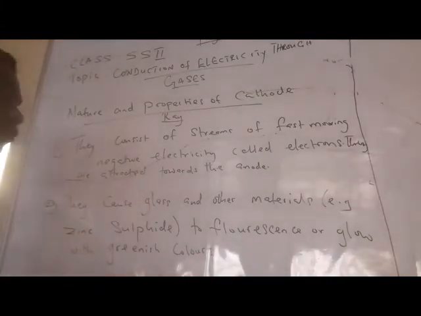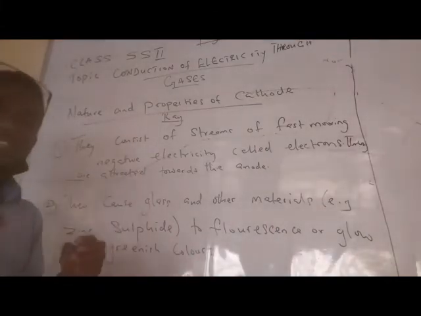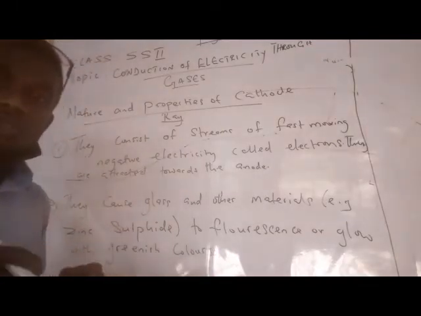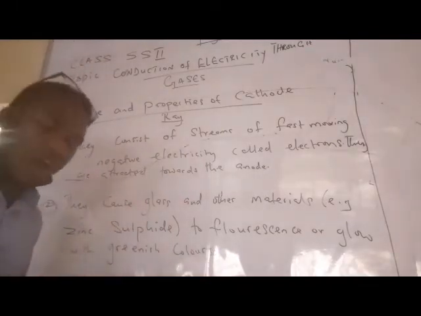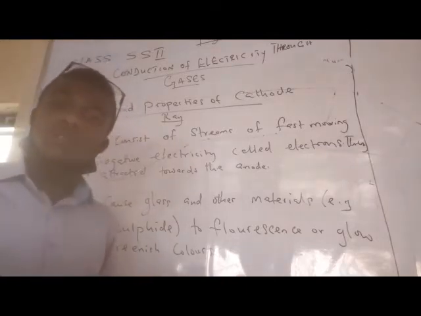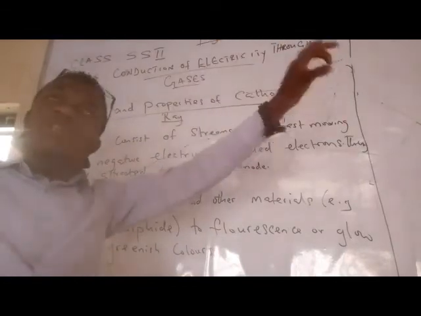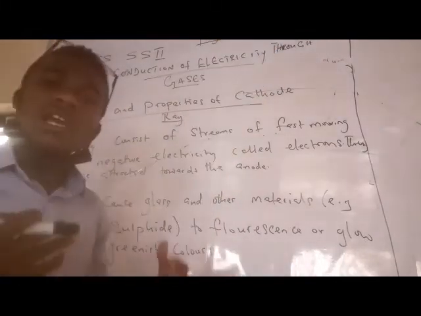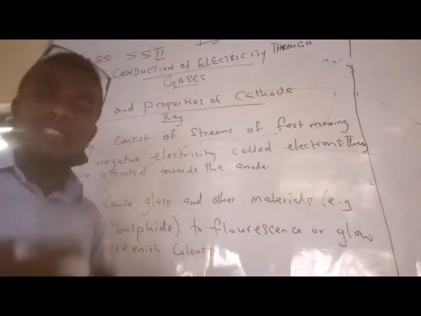Zinc sulfide to fluoresce or glow with what? Greenish color. It causes glass to glow with greenish color. Examples are the fluorescent bulbs that we see, those glass tubes that we use in our house, all those bulbs that we used before as our fluorescents. They contain gases.